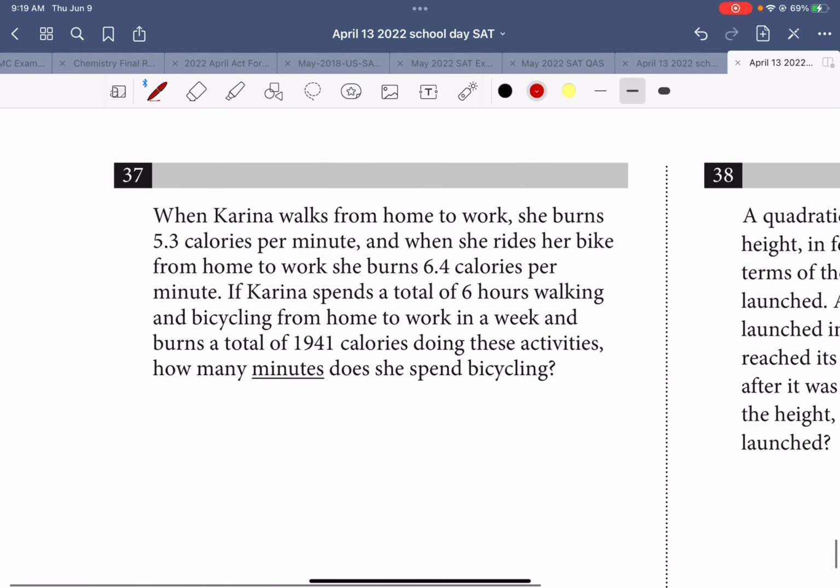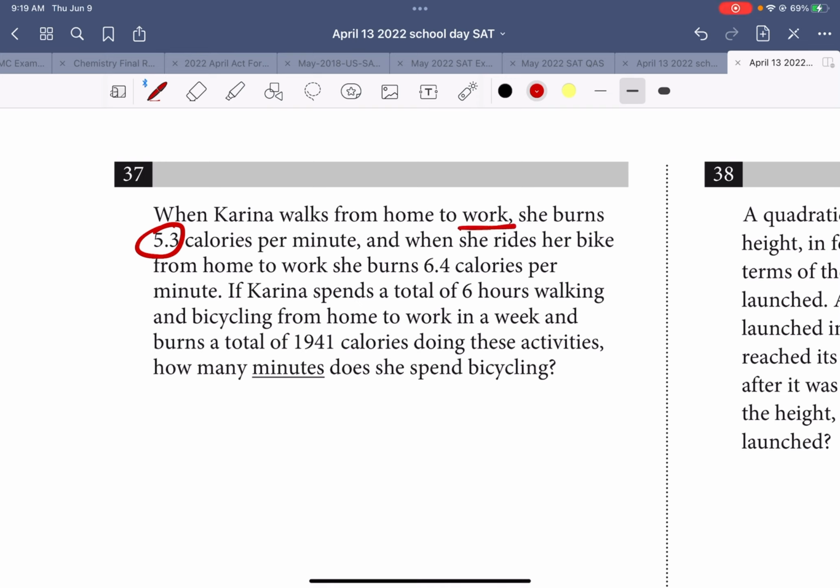Number 37. When Karina walks from home to work, she burns 5.3 calories per minute by walking. And when she rides the bike from home to work, she burns 6.4 calories per minute. If Karina spent a total of 6 hours, but remember the time unit, walking and bicycling from home to work in a week and burns a total of 1941 calories doing these activities, how many minutes does she spend bicycling? So let's say x is your answer, which is the minutes for bicycling.